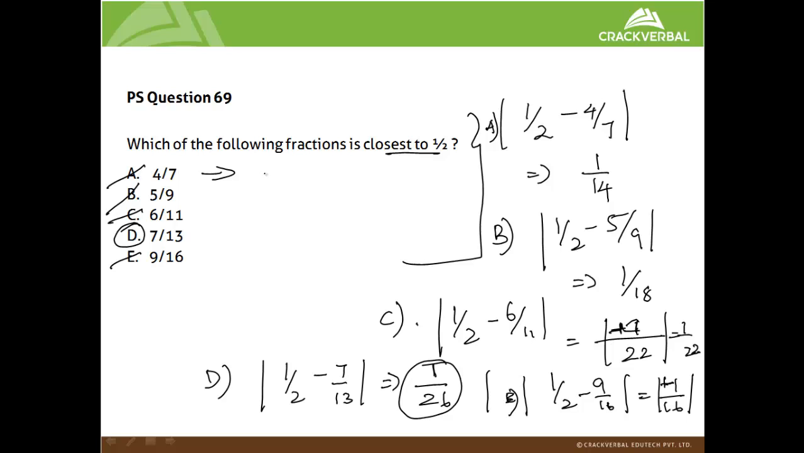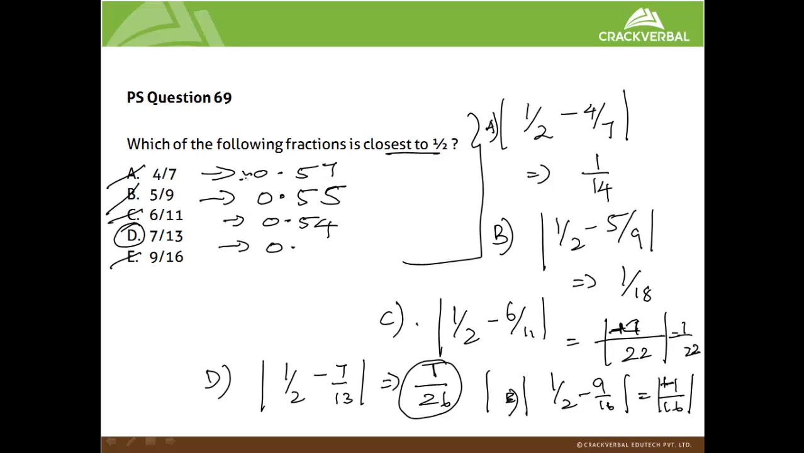4 by 7 is approximately 0.57, 5 by 9 would be 0.55, 6 by 11 would be 0.545, and 7 by 13, if you convert it, is 0.538.